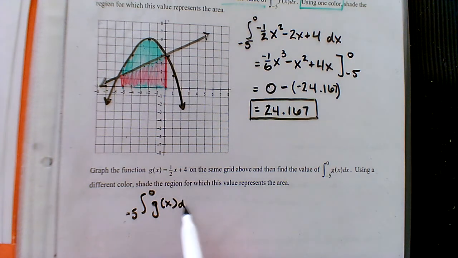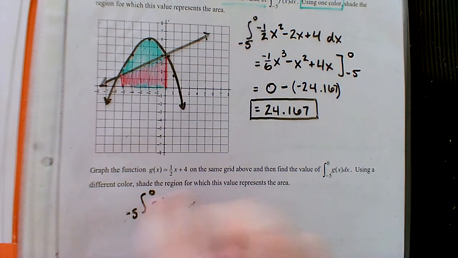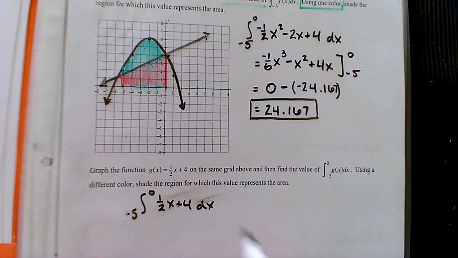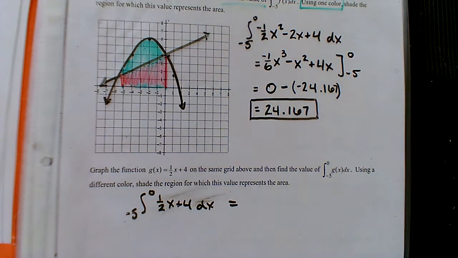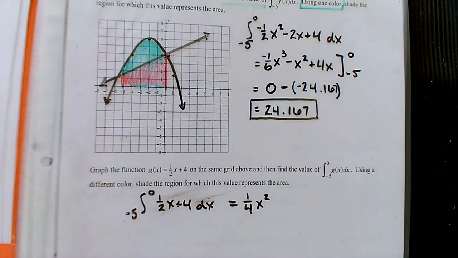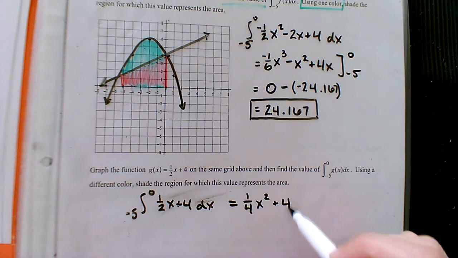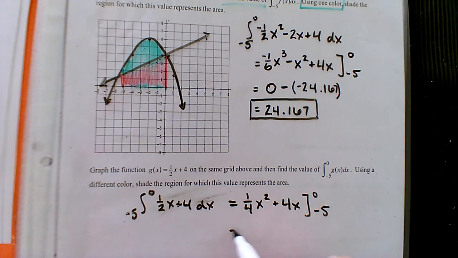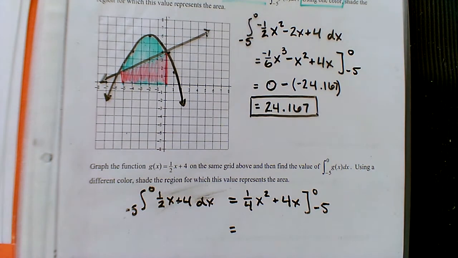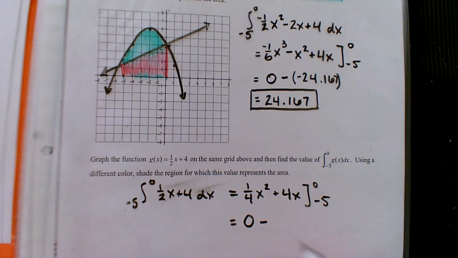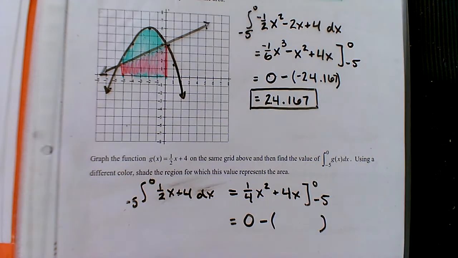So this is the g of x function. We'll have 1/2 x plus 4. Let's go ahead and work backwards, okay, antiderivative. So add 1 to the power, divide the coefficient by the new power, and then we'll have a 4x on the end. All right, first fundamental theorem, top minus bottom. We plug in 0, we get 0, minus, go ahead, use your calculator, plug in negative 5.